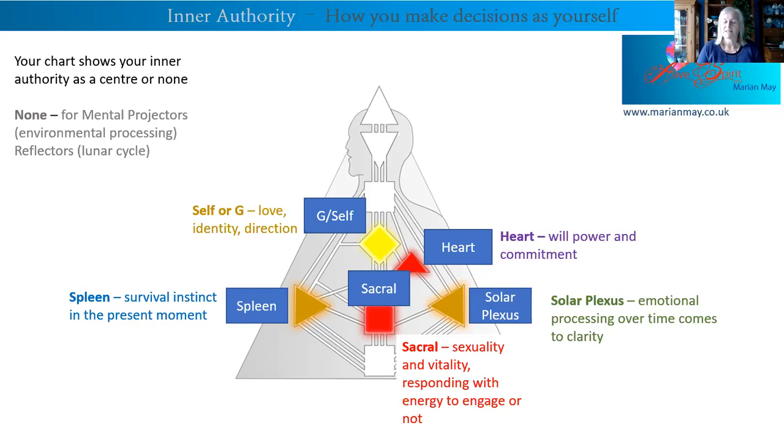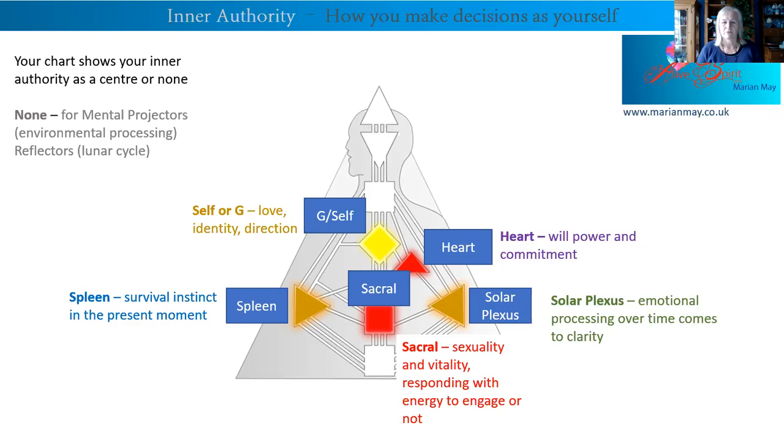So for the solar plexus, this is emotional processing over time. It can take a few hours or a few days, or sometimes even a few years, to get completely clear about a decision. So that's the solar plexus.